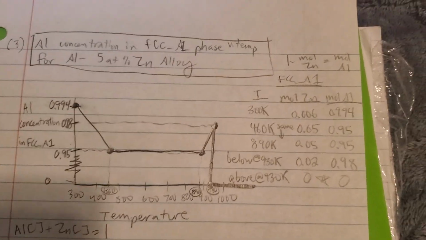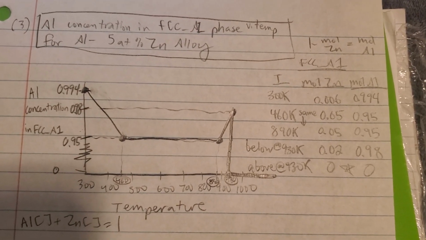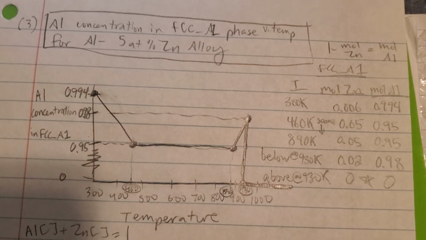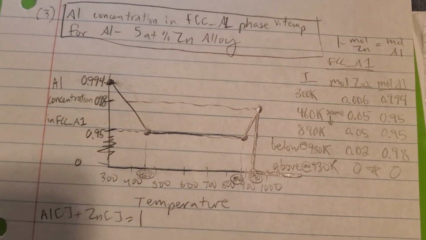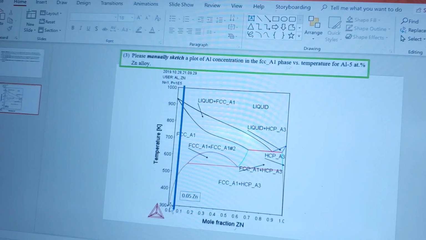So this is how you would do the aluminum concentration in FCC A1 versus temperature at 5% zinc for the Al-Zn phase diagram, which is over here.